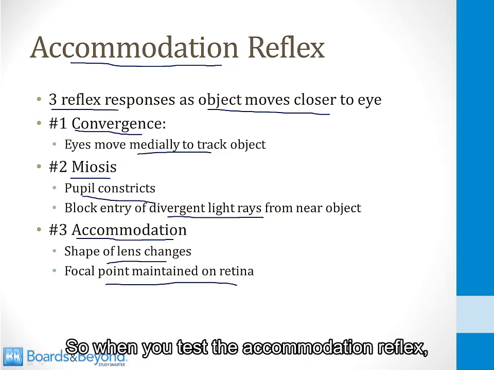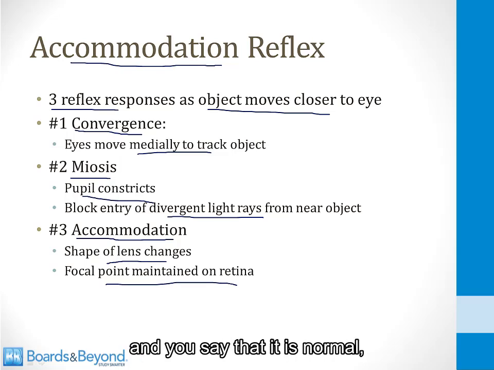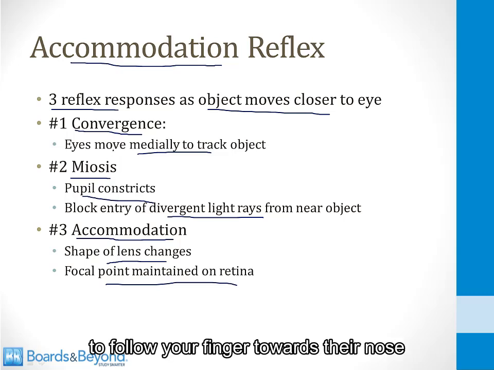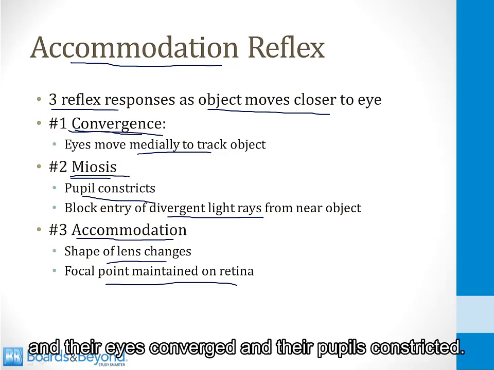So when you test the accommodation reflex and you say that it is normal, you mean that you ask the patient to follow your finger towards their nose and their eyes converged and their pupils constricted.